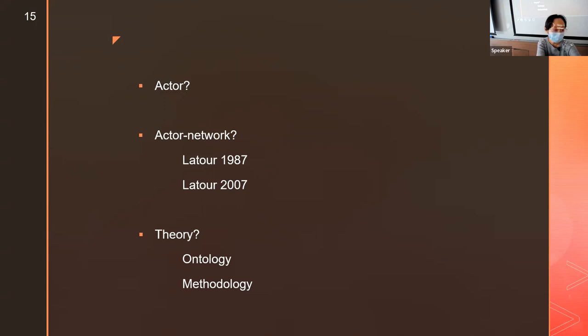The last one is theory. Latour in particular did not like the word theory in the title of actor-network theory. He thinks it is better for us to call it an ontology. For him, it is more like an ontology that helps us to study the becoming of society in reality.